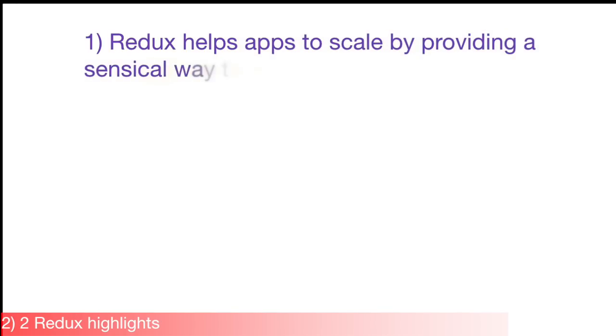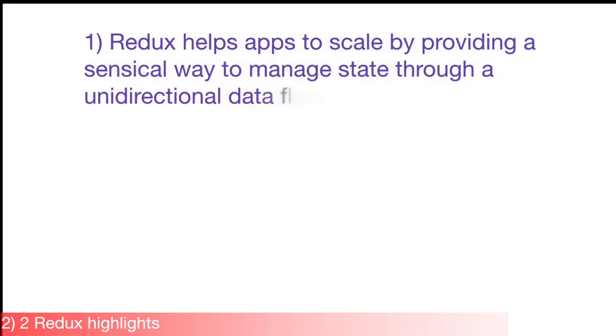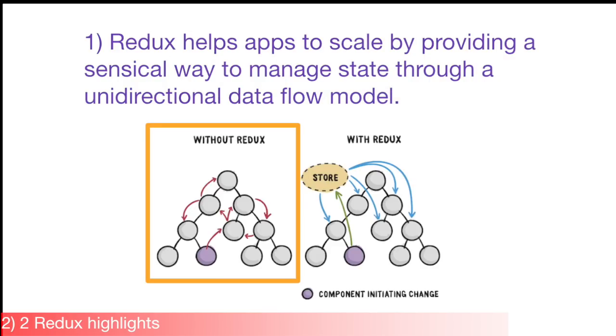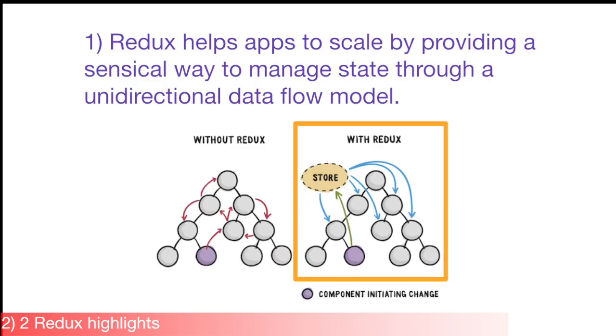So first, here are the two highlights of Redux. First, Redux helps apps to scale by providing a sensible way to manage state through a unidirectional data flow model. An app without Redux may have 50 components that each have their own state, and they may talk to each other and update each other's state, and so the state of the app as a whole becomes extremely convoluted and confusing. An app using Redux, on the other hand, has one place where the master state of the entire app lives, and components send requests to update that master state, and then state changes to the master state flow down to all of the components.